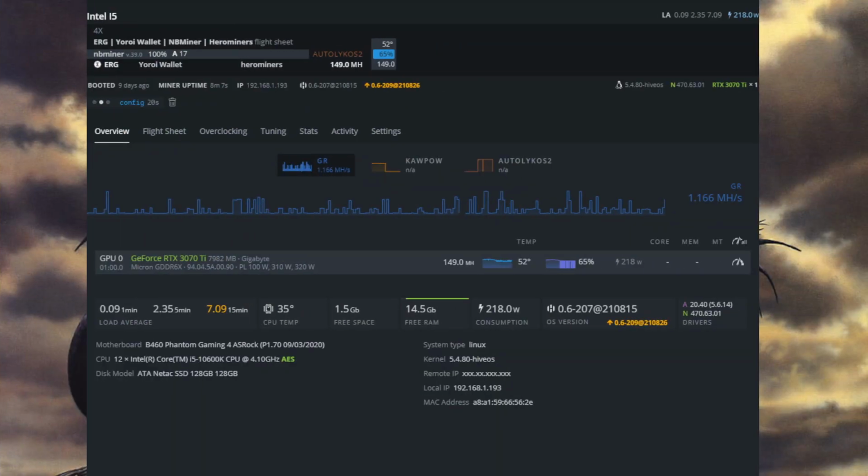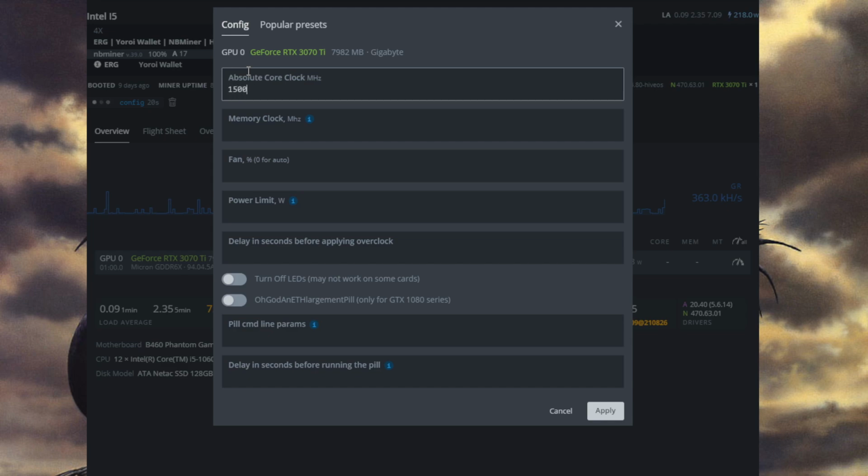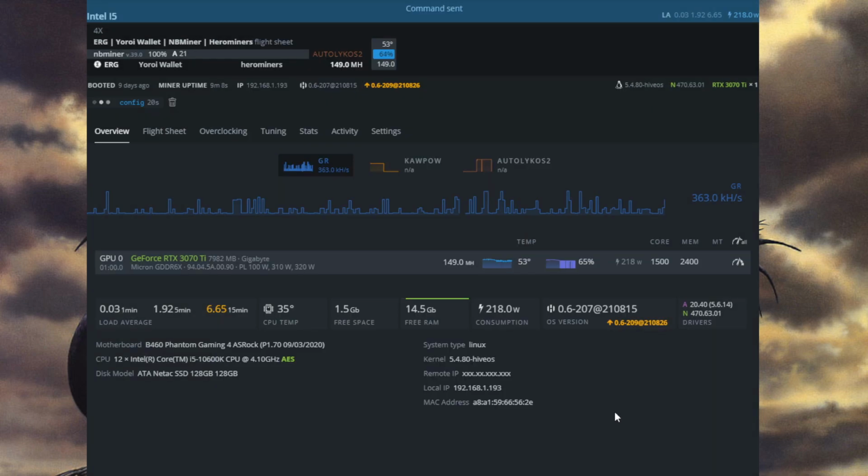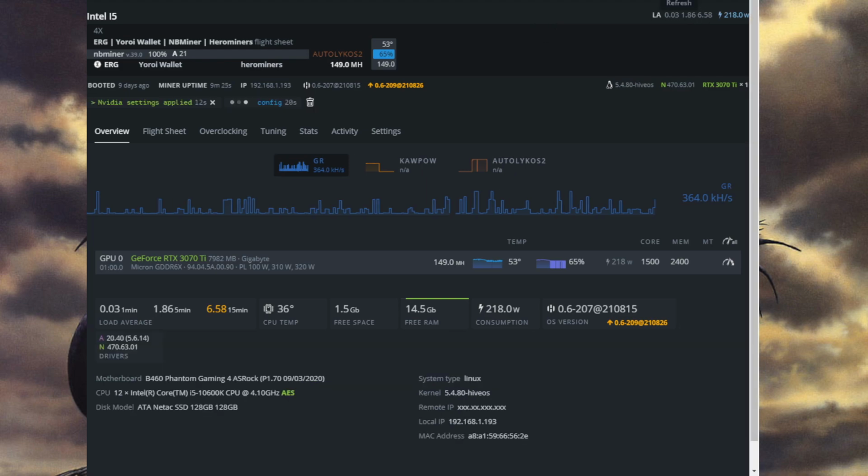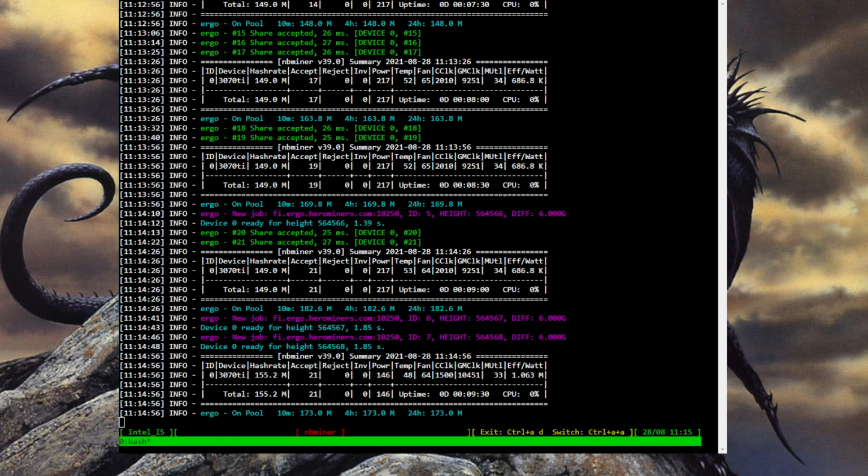Jump back to Hive OS, you can see that when I apply them. So, let's do it. It's 1500 on the core clock and 2400 on the memory, if I can remember right. So let's apply it. Update. We can also jump into the miner, so you see maybe faster there. So yeah, we can see it start increasing, 155.